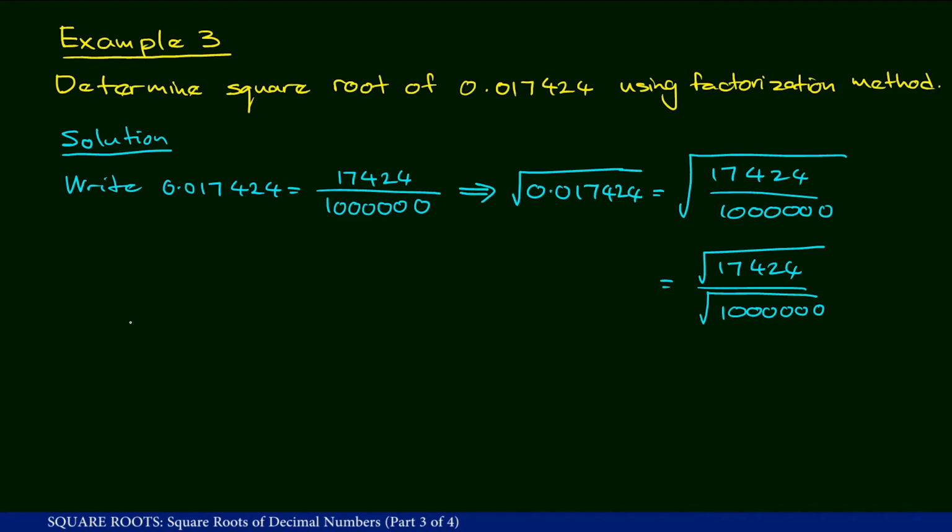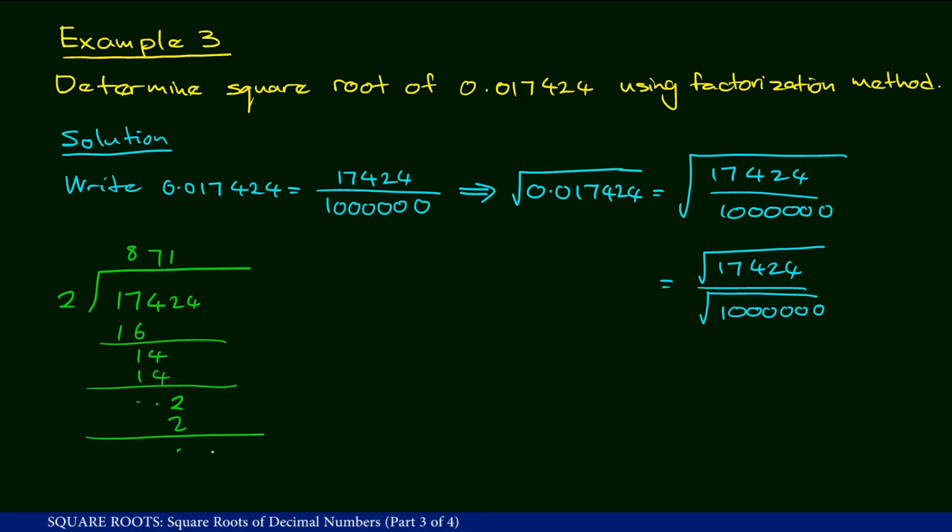The first thing I want to do is to divide this by 2. So 17,424 divided by 2. 8, that makes 16. So 1, 4, divide that by 2 again, becomes 7. So that is gone. Put down 2 here, that is equal to 1. So remainder is 0. And 4, that is equal to 2. So the answer is 17,424 divided by 2 is 8,712.